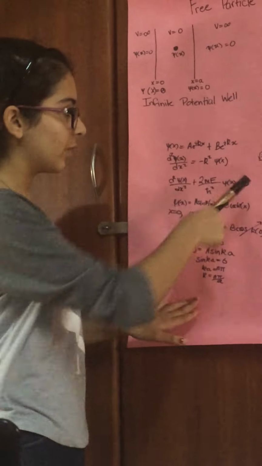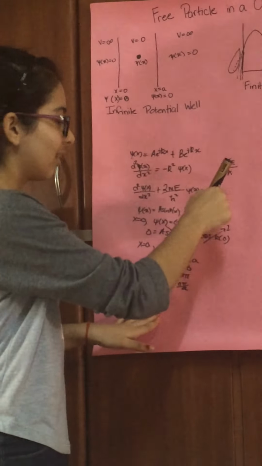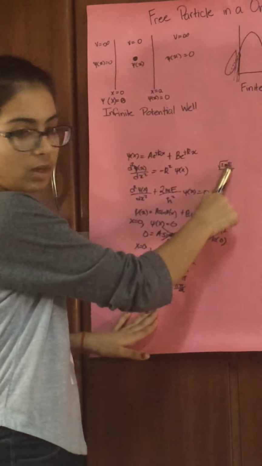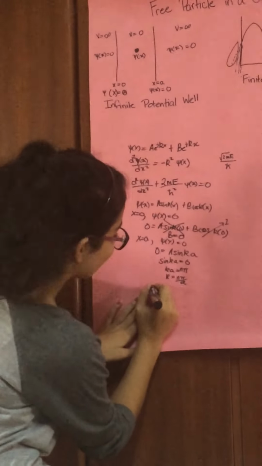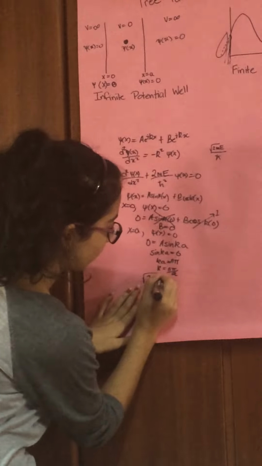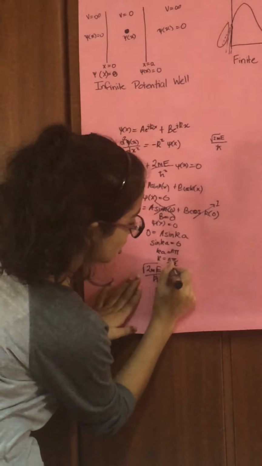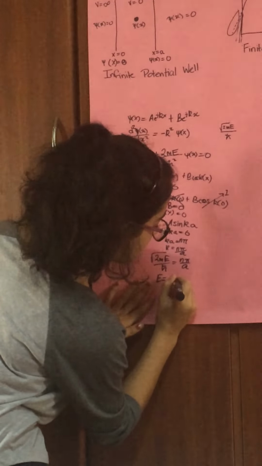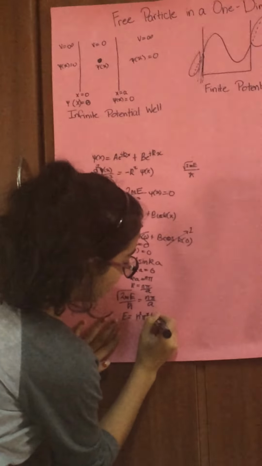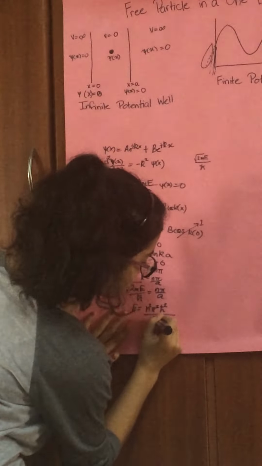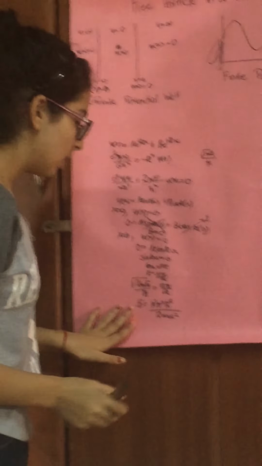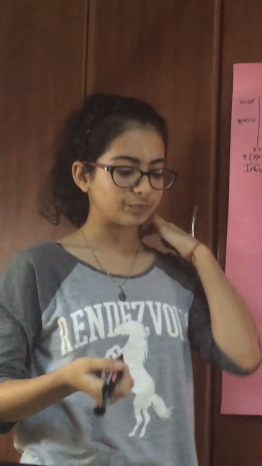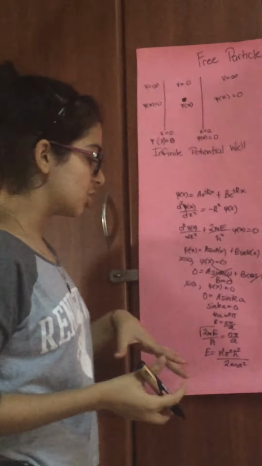We also know, as shown previously, that k equals the square root of 2mE by h cross. So we have the square root of 2mE by h cross, which equals n pi by a. Therefore energy equals n squared pi squared h cross squared divided by 2 m a squared. This is the eigenenergy equation.